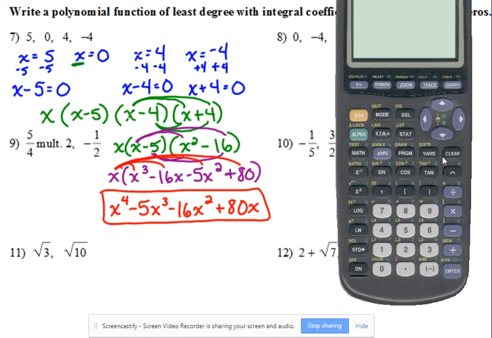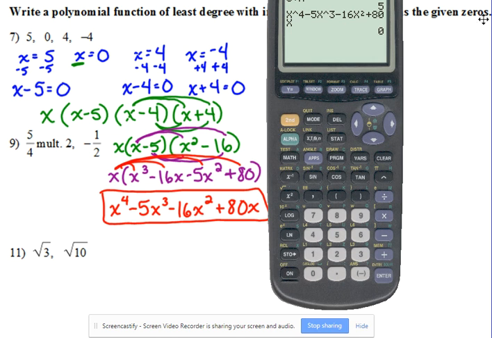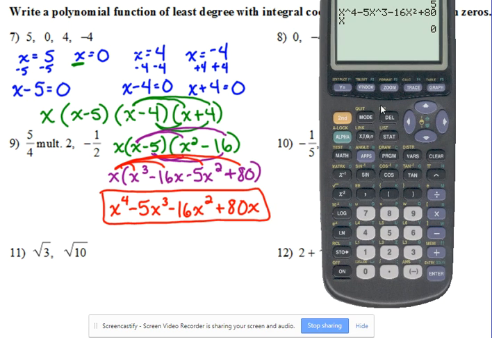Now, how can we check it? Just plug them back in. If those are indeed the answers, now I'm going to do it this way to save myself some time. I'm going to store my answer as x. So I'm checking 5, I'm going to store it as x, and then I'm going to type in the polynomial, x to the 4th minus 5x cubed minus 16x squared plus 80x, and it should give me 0. It does, okay? Now, keyword here, given zeros. So that should be telling you if I plug it in, I get 0 as an answer.